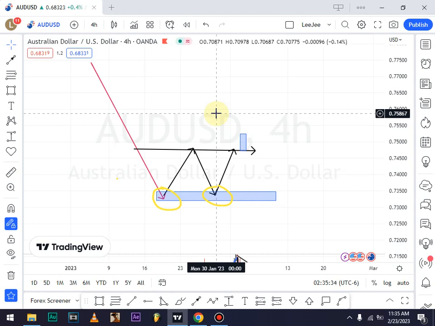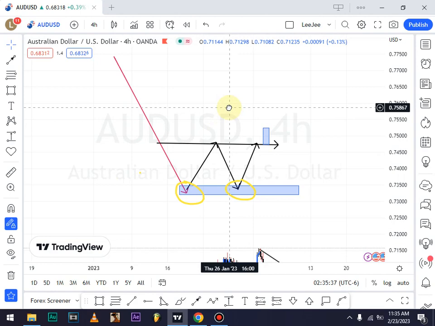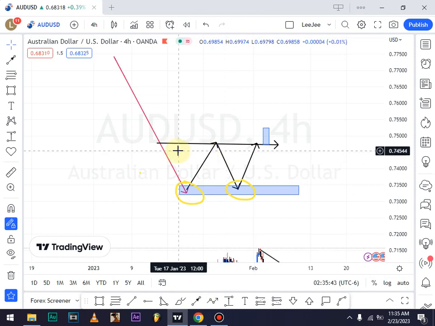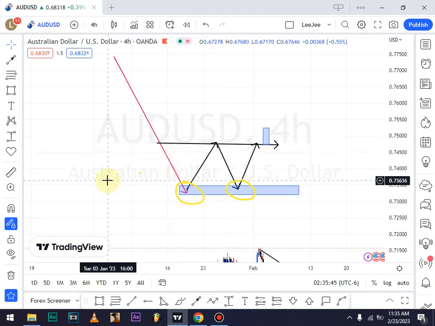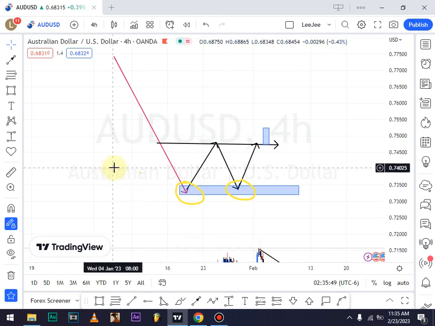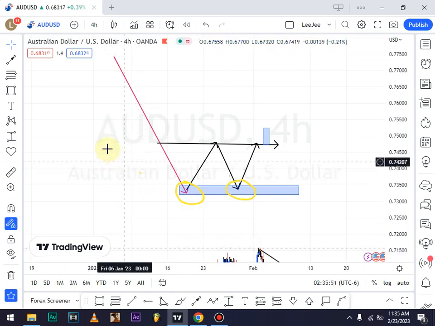Okay, but then this is just how to trade a double bottom, guys. But then I also have my sniper entry that I usually talk about and usually use to take my trades when I see the double bottom and the double top.